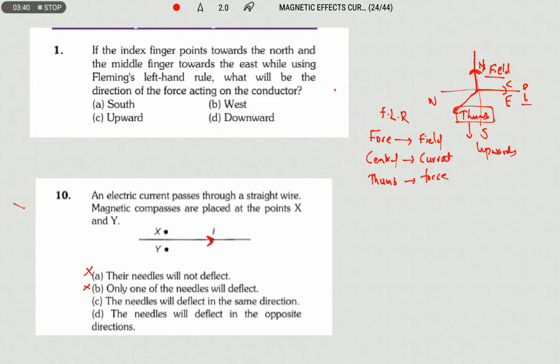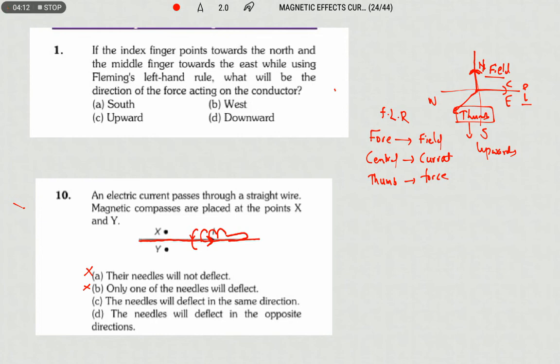According to the right hand thumb rule, we need to hold the conductor such that the thumb points in the direction of the current, and the curled fingers give the direction of the magnetic field at a particular point. So at point X, when you hold the conductor by keeping your thumb in this direction, your fingers will curl like this. That means the field will be coming out. This is the direction of the magnetic field.